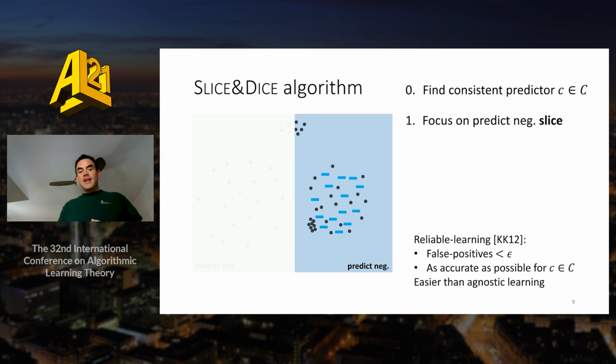And then we're going to use what I call the reliable learner, which is guaranteed to have very few false positives. So we're going to create a fake data set where we're going to try to distinguish the training examples from the test examples, okay?